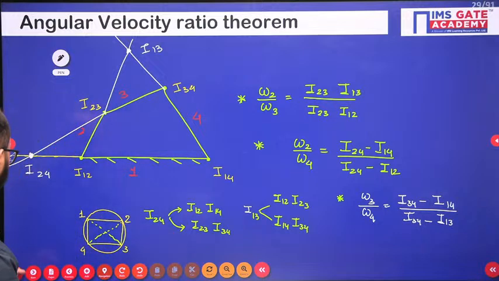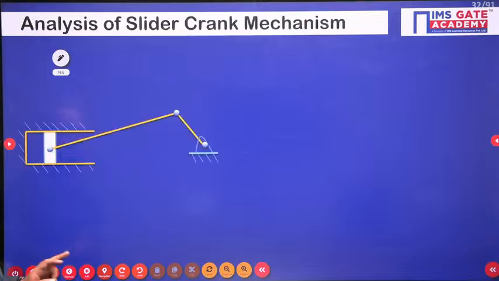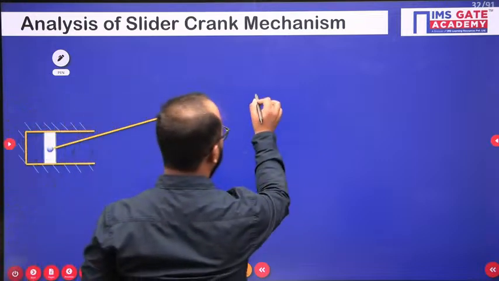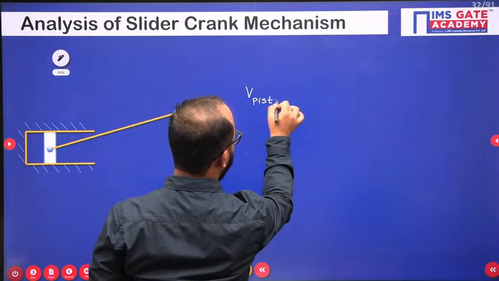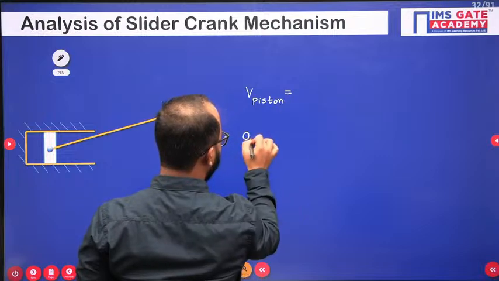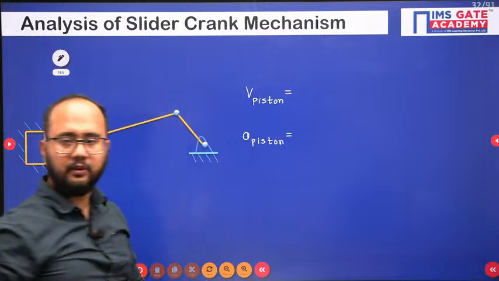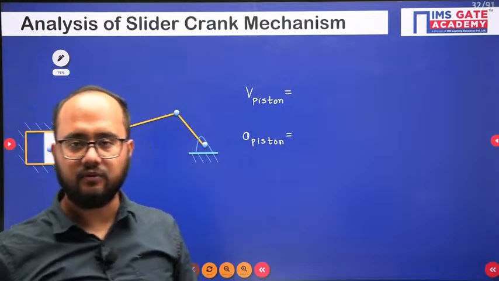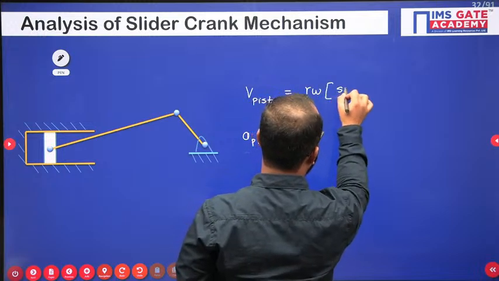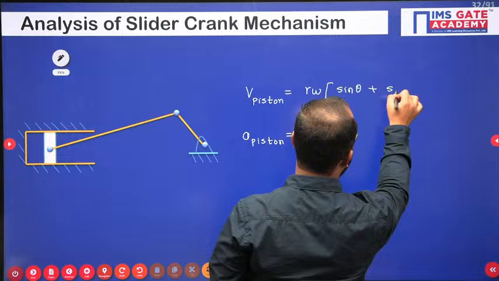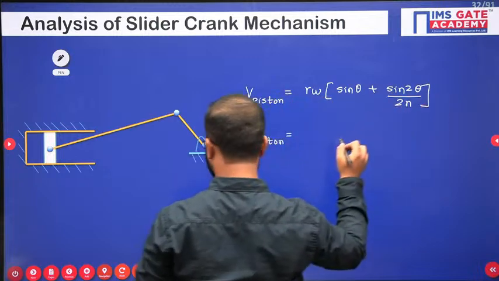Got it? Now the next thing that we are going to discuss here is the single slider crank mechanism. In this case, the two formulas that we need to remember are the velocity of the piston or slider, and the acceleration of piston or slider. These two relations we should remember, because sometimes questions of this kind have already been asked. So the formula is r omega (sin theta + sin 2 theta divided by 2n). These are the approximate relations we are having.